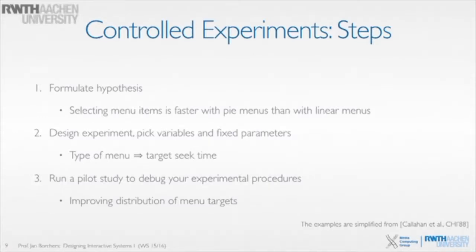Next thing then is to design the experiment and pick the variables and the fixed parameters. So we would, in this case, say the thing we want to change in a controlled fashion is the type of menu, pie versus linear. That's the variable that changes. It only has two values, pie or linear, but that's the variable that changes.